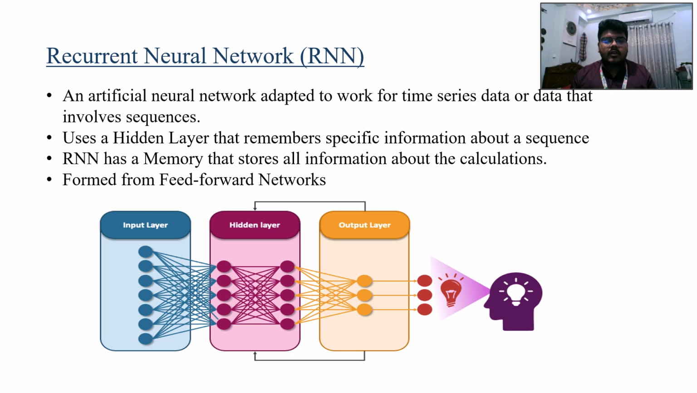So, what is a recurrent neural network? It's an artificial neural network adapted to work for time series or data that involve sequence. It uses a hidden layer that remembers specific information about the sequence. RNN has a memory that stores all the information about the calculations from feed-forward networking. Here we can see there is an input layer, some hidden layers, and the output layer. That's the basic concept of the RNN.